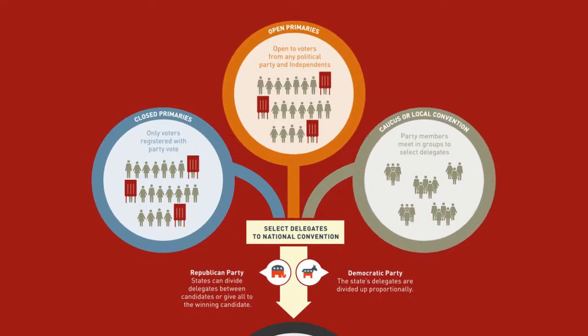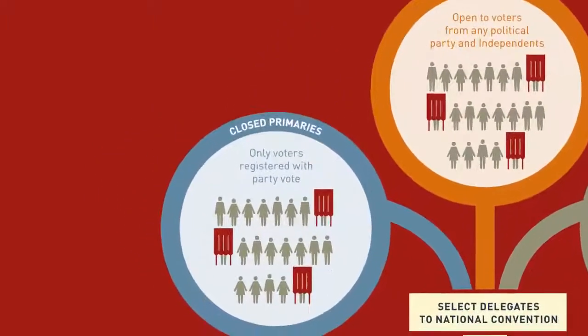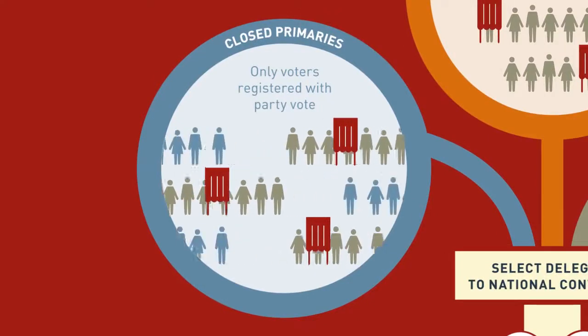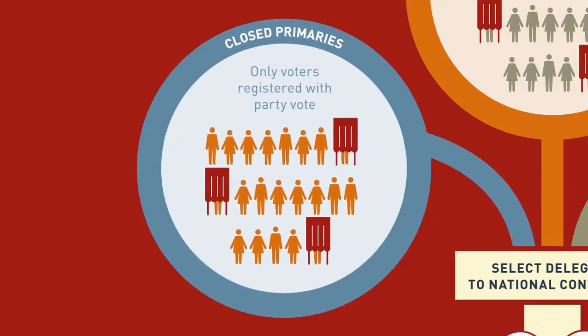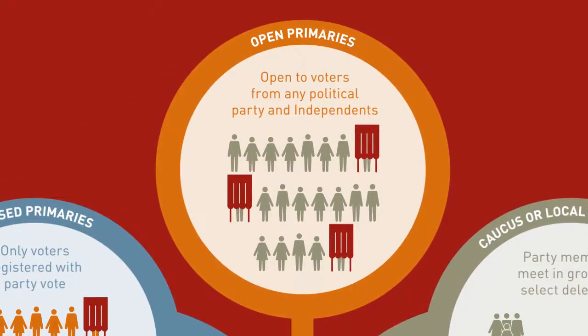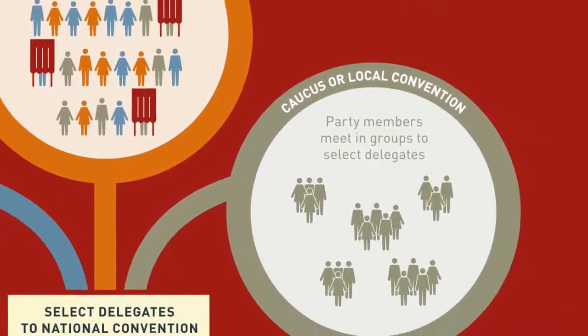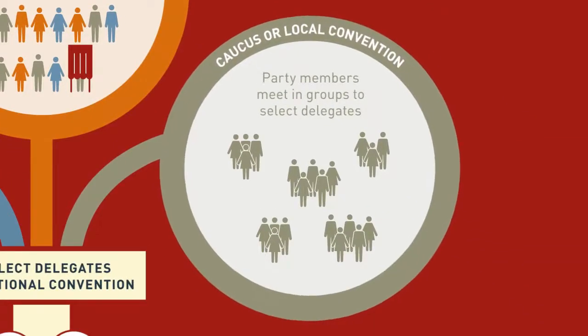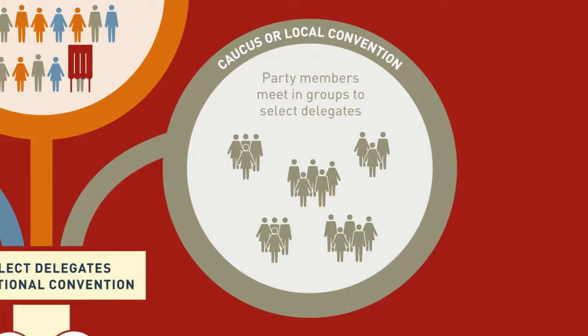of primaries. Broadly speaking, there are 3 different types of state-level primaries. Closed primaries are primaries where only registered members of a particular party can vote. Open primaries are those where any registered voter can participate in the contest, regardless of their party affiliation. The third type of state-level primary is a caucus, or local convention. Here, party members get together to meet over which candidate they prefer.